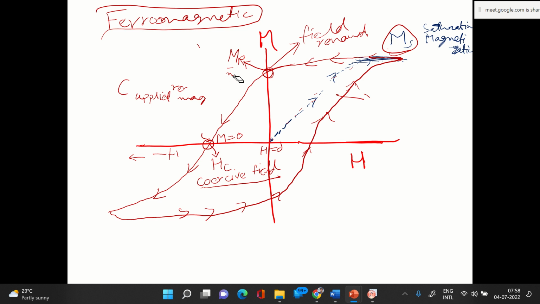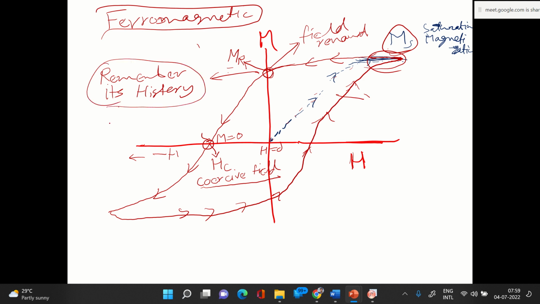So what we call, the substance is having remanence magnetization. It remembers its history, that is what happened to it when you applied a very high value of magnetic field. It got aligned, a very high value of magnetization was achieved, saturation magnetization, and almost very close to that, even if the field is removed, it is retaining these things. So this is remembering its history. We call it hysteresis. This kind of profile is called magnetic hysteresis.